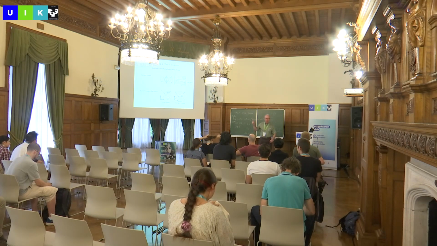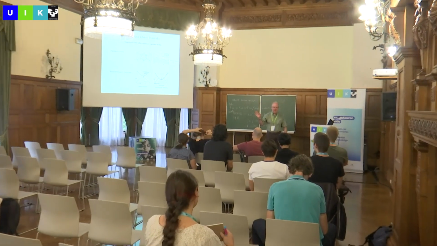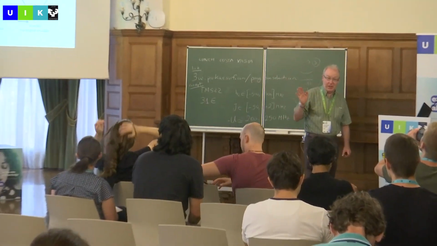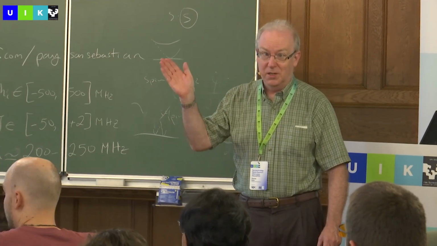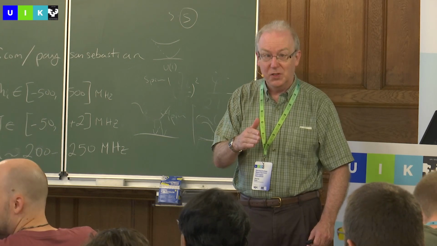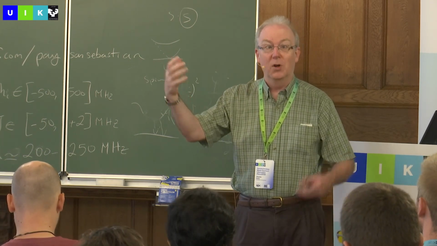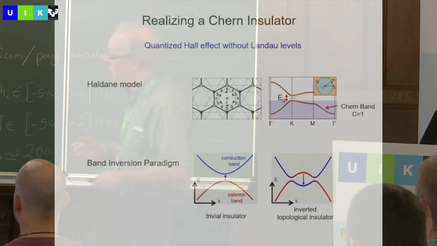quite as far as I wanted to yesterday, so I just want to pick up a couple of things that I didn't finish talking about, Chern insulators. Okay, so yesterday we talked about the quantized Hall effect with Landau levels, and realized that if you could get a Chern number, then you get the same kind of effect. And so the question is, how can you make it happen?